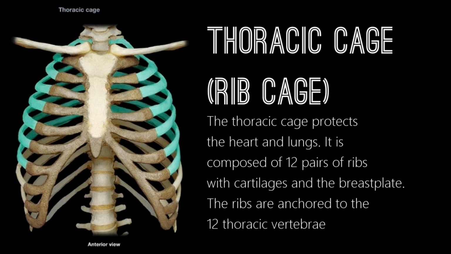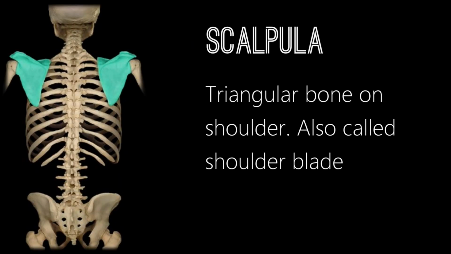It is composed of 12 pairs of ribs with cartilages and the breastplate. The ribs are anchored to the 12 thoracic vertebrae. Scapula: triangular bone on the shoulder, also called the shoulder blade.